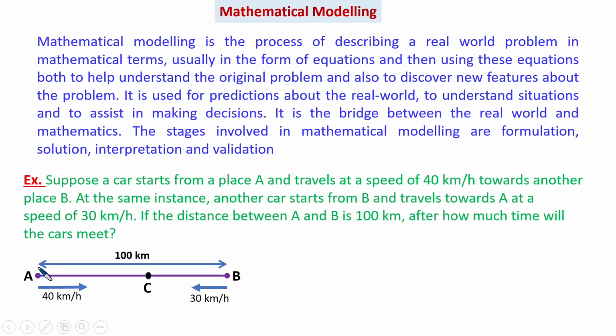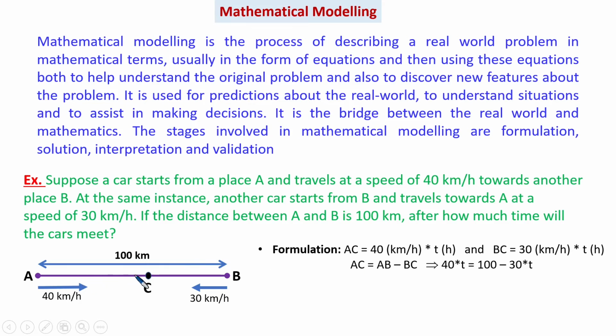So here I have drawn 100 kilometers. This car is moving at 40 kilometers per hour towards B, and from here the other goes at 30 kilometers per hour. So somewhere here they will meet. What is the distance AC and BC? AB is 100 kilometers, given. So formulation: AC is the speed, kilometers per hour, into time. That will give you the distance, because the hour gets cancelled and you are left only with the dimension of distance, kilometer. So velocity into time, because velocity is distance covered per unit time, the time gets cancelled. So this is your AC distance.